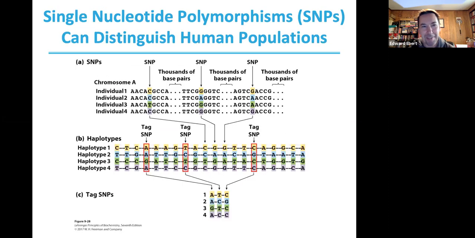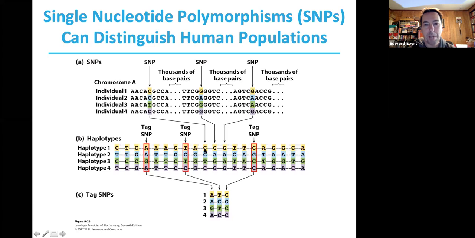Anyway, let's talk about single nucleotide polymorphisms a little bit. These are mutations that have occurred. We have these different chromosomes from different people, and there's a single nucleotide polymorphism where something changes. Individual 3 has a T instead of a C, or here we have an A instead of a G. So we can start accumulating these over time.